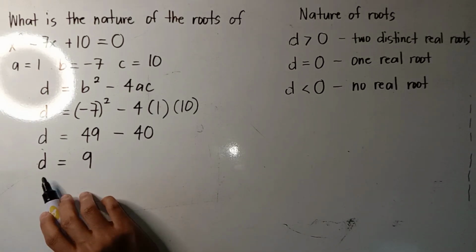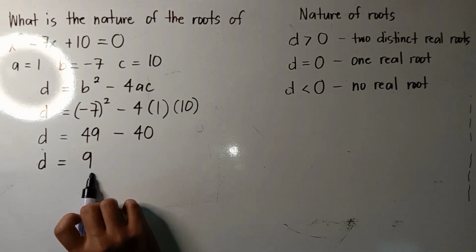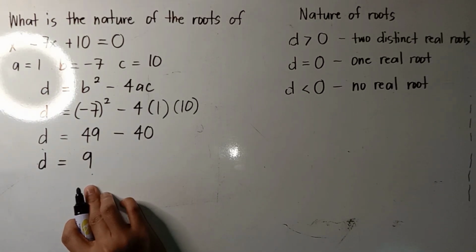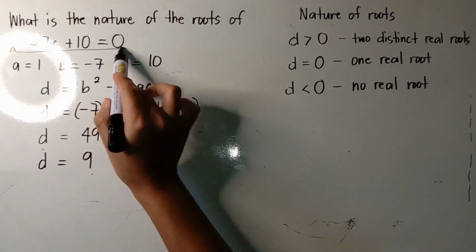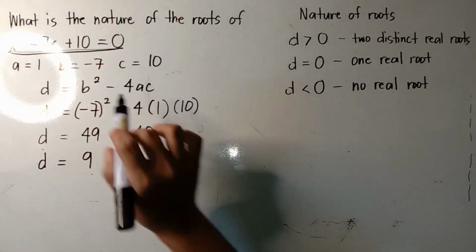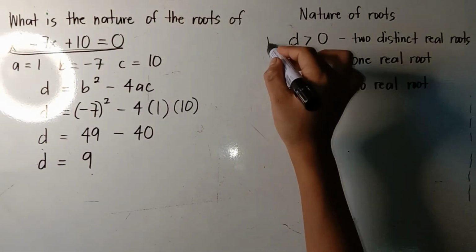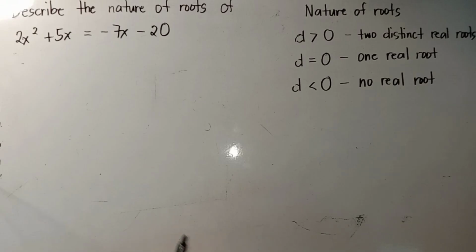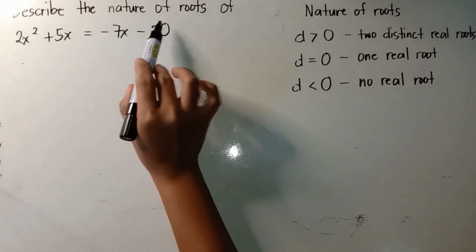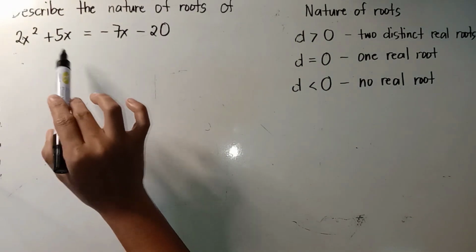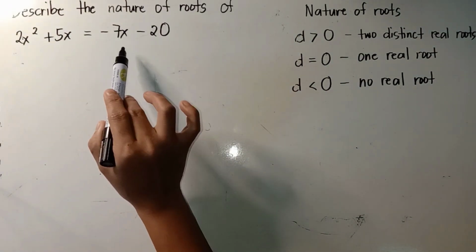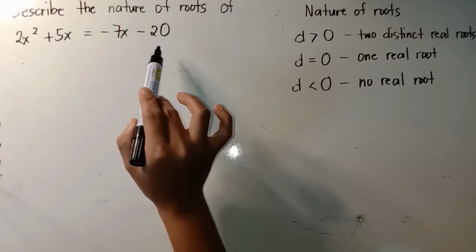So in this case, d is equal to 9. Therefore, this equation has two distinct real roots. Next example, describe the nature of roots of 2x squared plus 5x equals negative 7x minus 20.